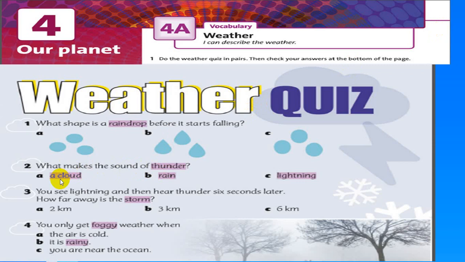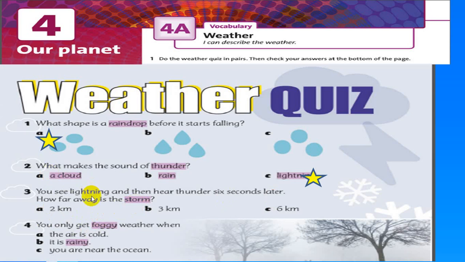Is it a cloud, rain, or lightning? What makes the sound of thunder? Let's see. Lightning, yes, because thunder is the sound which accompanies the lightning. And of course, the lightning is before the thunder because light is faster than sound. 3. You see lightning and then hear thunder 6 seconds later. How far away is the storm?